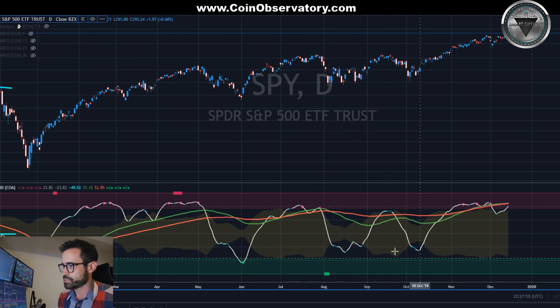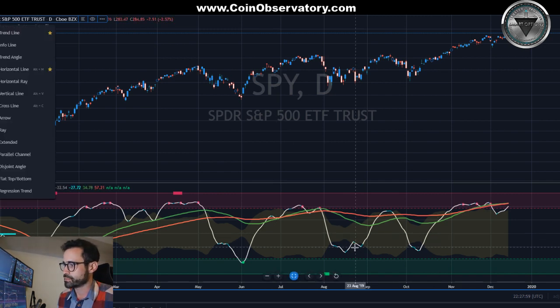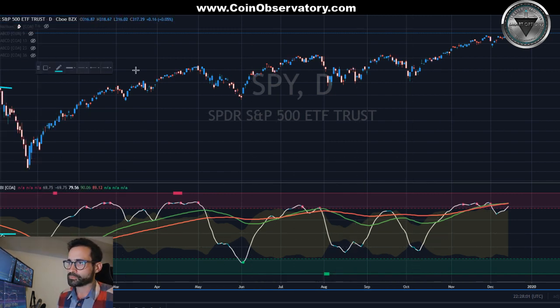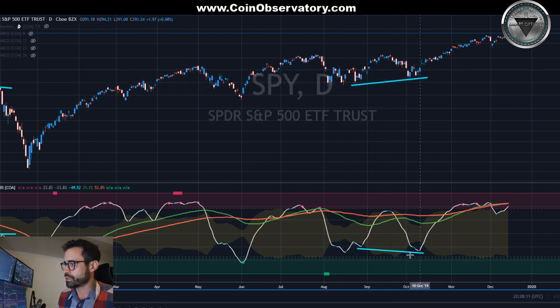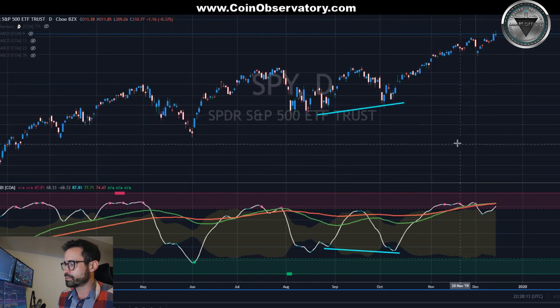And here we see a bit of a divergence, not quite a divergence. This one was divergent though, right? So we see a lower low on the signal line, and we see a higher low on the chart, right? And what happened? Rally continuation.